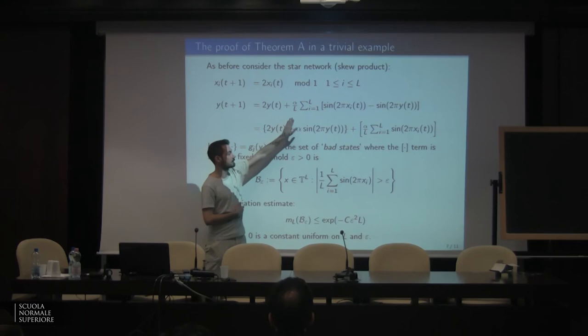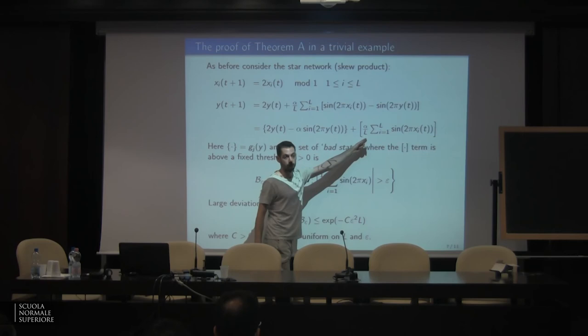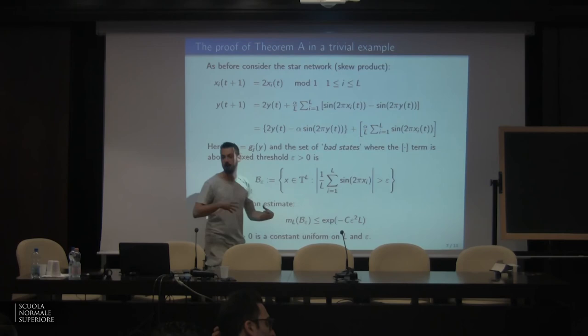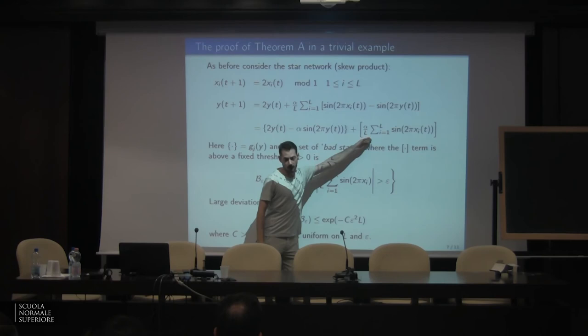And here, for this very easy example, you can basically separate the part that depends only on the hub coordinate and the parts that depend on the rest. And here you have an average. This is an empirical average of the interaction that's coming from the base of the skew product. Okay? And here you can see the reduced dynamics. So this is the low dimensional approximation. And so what one has to control is this empirical average.